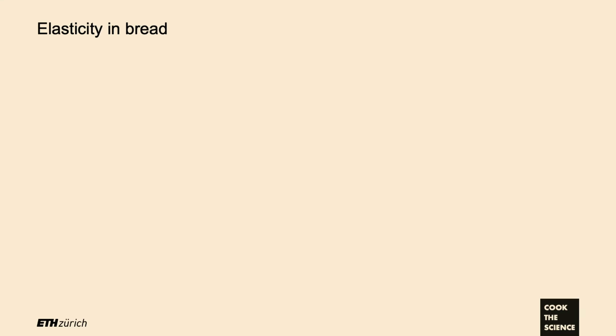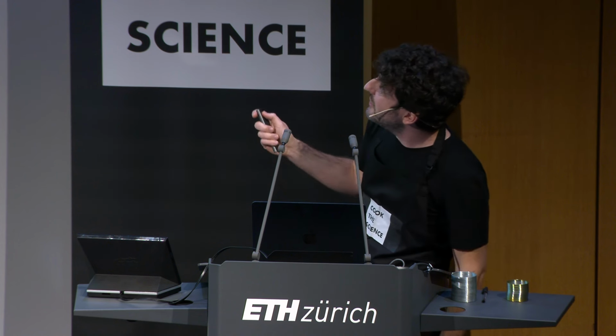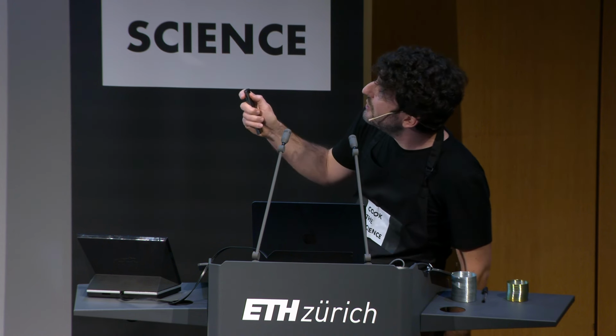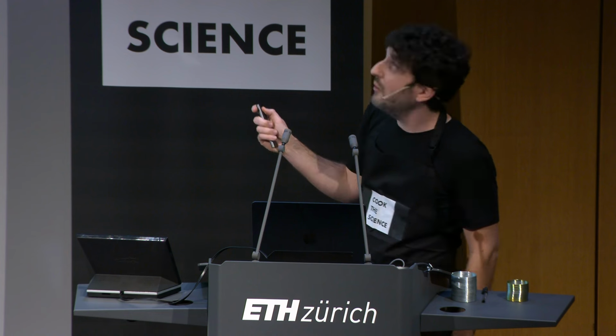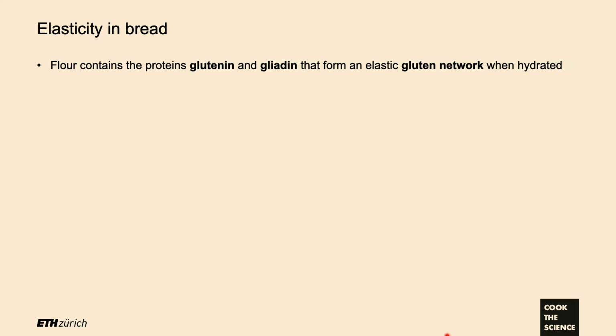Now, where does elasticity in bread come from? Well, elasticity in bread comes from the flour. And the flour, of course, is like the structure of the bread. In particular, among its constituents, it contains two proteins, glutenin and gliadin, that form an elastic network, what we call gluten, when in the presence of water.